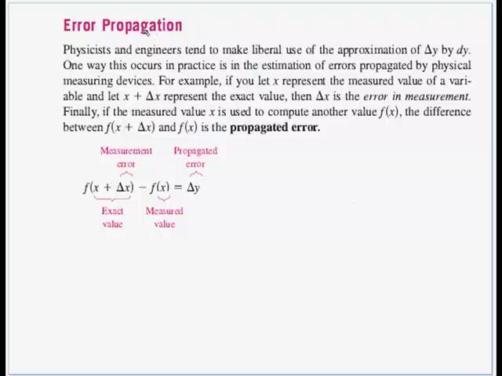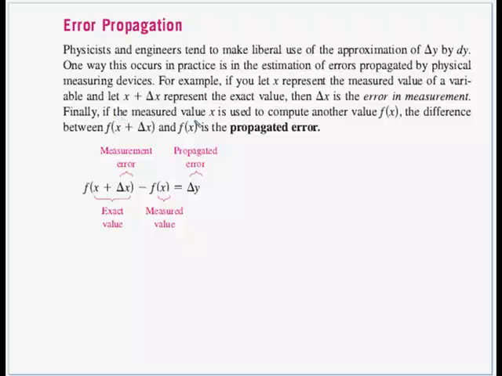Error propagation. Physicists and engineers tend to make liberal use of the approximation of delta y by dy. One way this occurs in practice is for the estimation of errors propagated by physical measuring devices. For example, if you let x represent the measured value of a variable, and let x plus delta x represent the exact value, then delta x is the error in measurement.